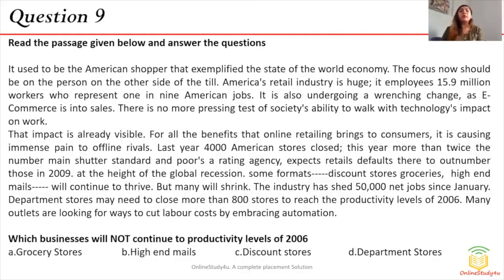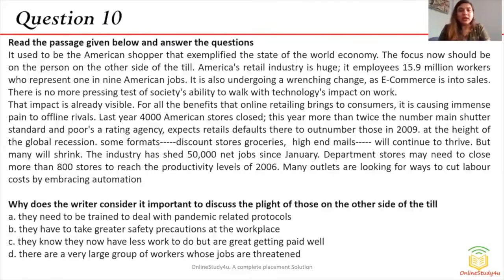So now we are basically talking about this one paragraph where we are talking about how things have changed after the online or the e version of things pressing in, and what are going to be the effects of that, right? Now it says which business will not continue to reach productivity levels of 2006. It was very, very clear in the last line. Department stores is the correct answer, where it says department stores may need to close more than 800 stores to reach the productivity levels of 2006. So this was a very direct question, no problem. With that, we'll move to the next question.